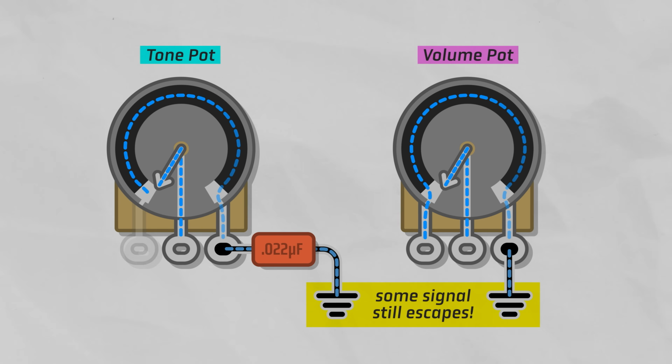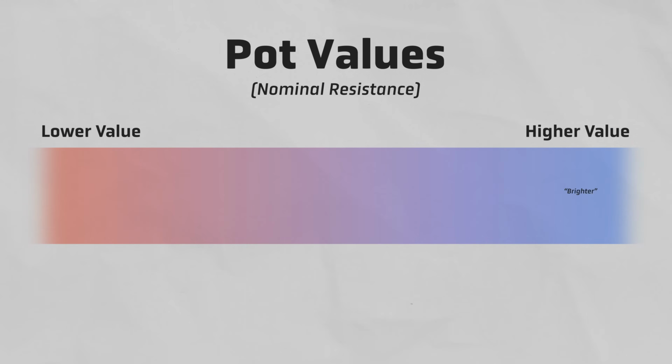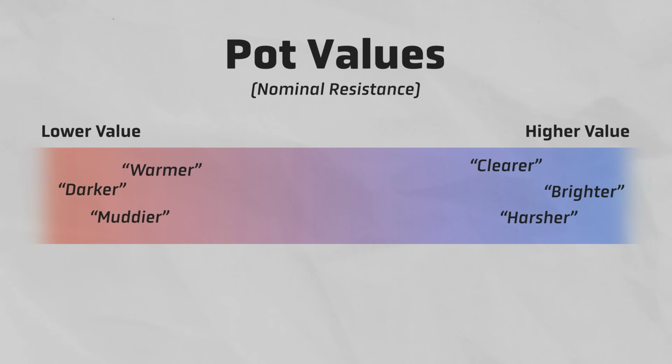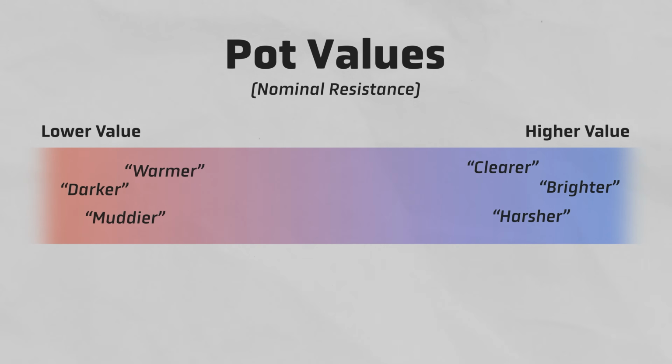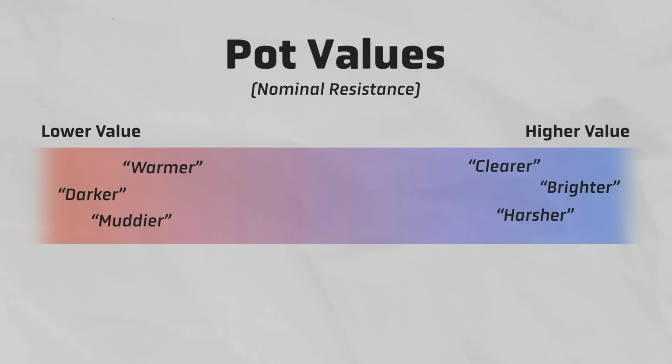However, we can control how much high frequency signal escapes by choosing pots with different resistance values. The resistance value of your pots can affect how bright or dark your guitar sounds. Higher value pots will sound brighter and have more treble, while lower value pots will have a slightly darker or duller sound to them, since more of those high frequencies can escape to ground.